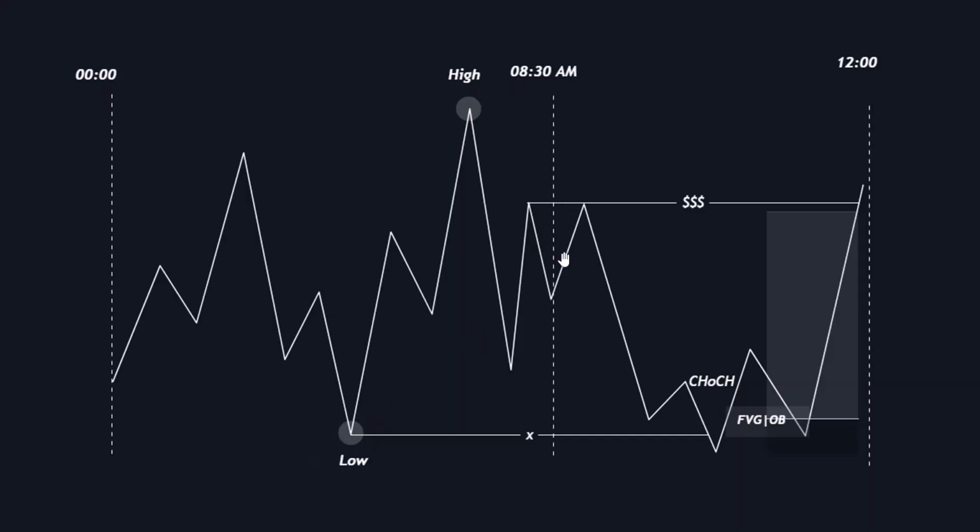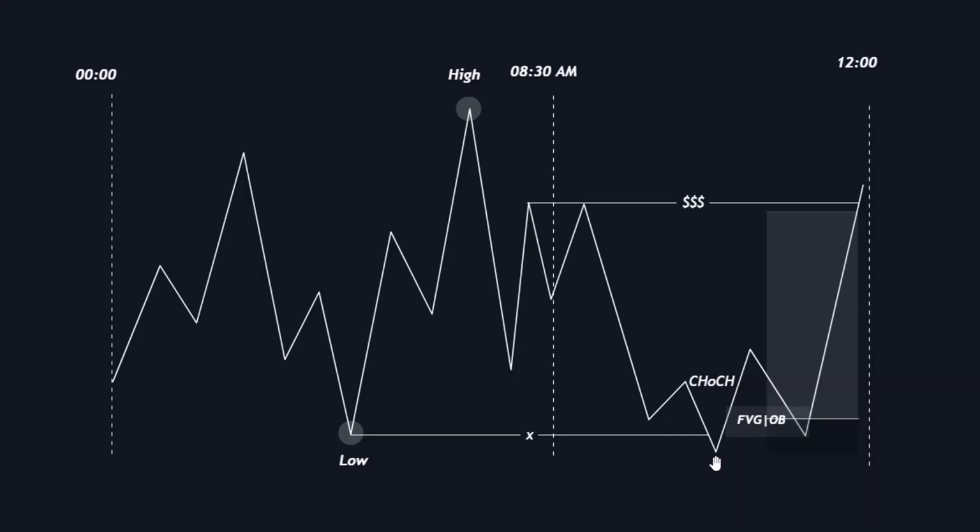After 8:30, we want price to either sweep the high or sweep the low. And simply, if price sweeps the high, this is going to be a short opportunity for us. If price sweeps the low, it's going to be a long opportunity for us. So in this example, price right here sweeps the low. After that, we want to see a change of character, which we see here, breaking this high. Price goes back to trade into a fair value gap or order block.